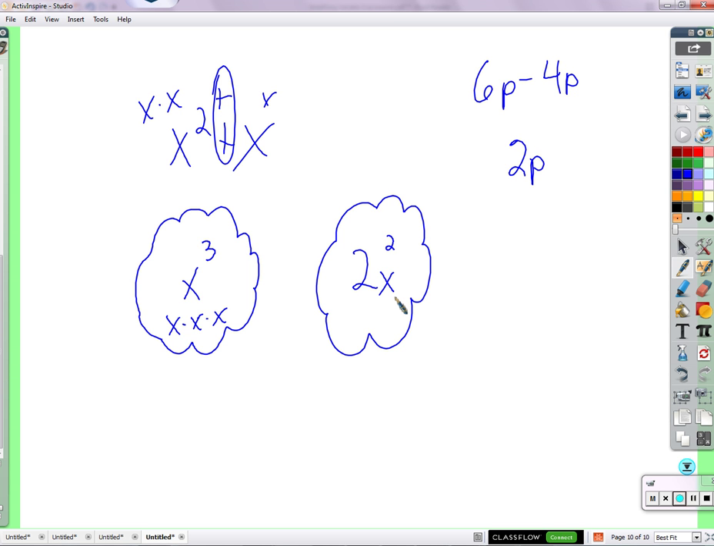But can someone take a stab at why x squared plus x is not 2x squared? Why x squared plus x is not 2x squared?